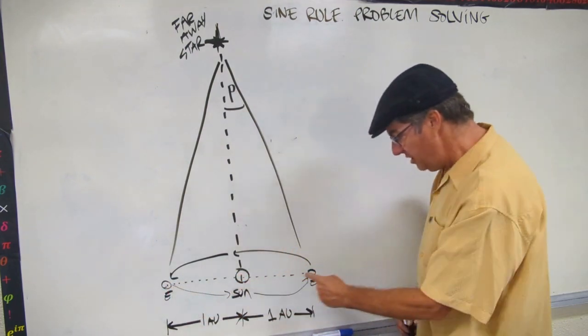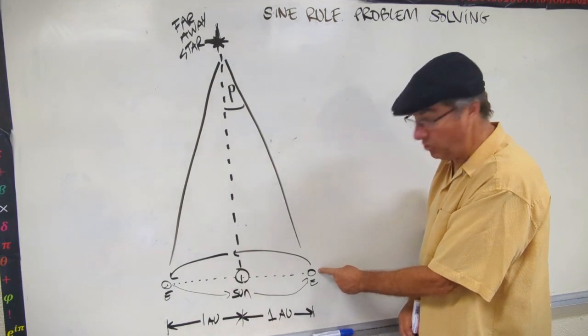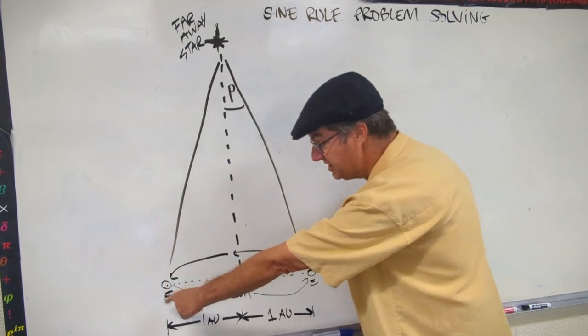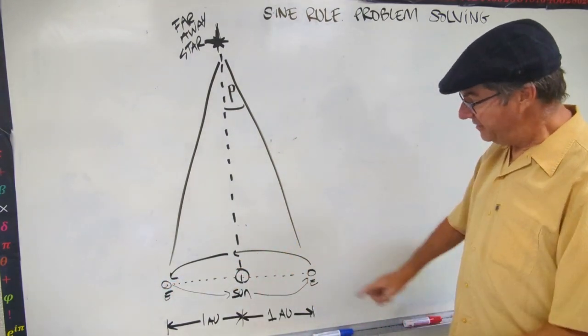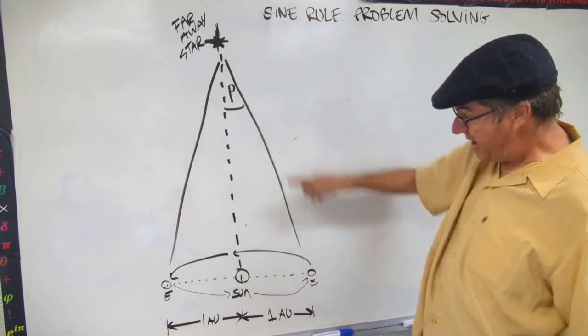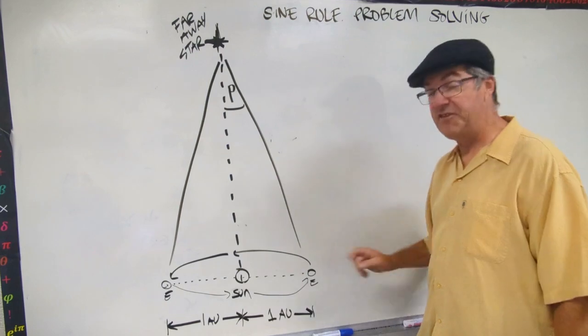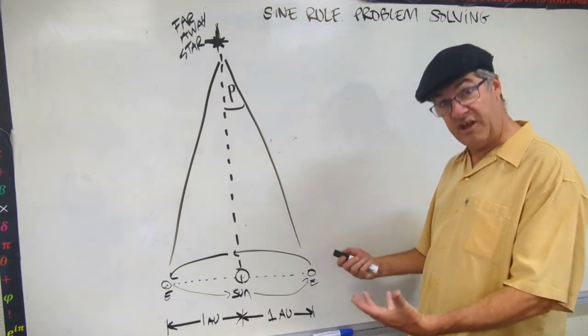So the distance from one side of the Earth's orbit around the sun, say at the winter solstice, all the way across to the other one, say at the summer solstice, that's 2 AUs, that distance. So you can see here that this makes a big triangle, with the base of this triangle being the diameter of the Earth's orbit around the sun. So pretty cool. Large scale, right?